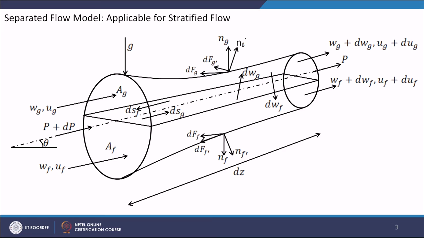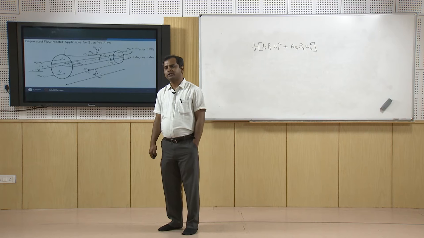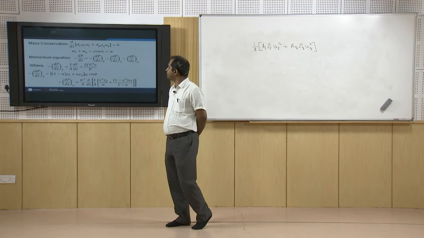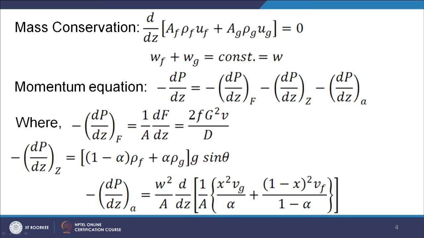So, with this, let us try to construct the momentum and continuity equations for separated flow. First, I will be showing you the mass conservation equation. In the mass conservation equation, we have added up both the mass conservation equations for the gaseous and liquid phases: del/del z of (AF rho F UF) plus del/del z of (AG rho G UG) equals 0. Here we have considered dWg and dWf in the individual equations: del/del z of (AF rho F UF) will be equal to dWf, and del/del z of (AG rho G UG) will be equivalent to dWg.